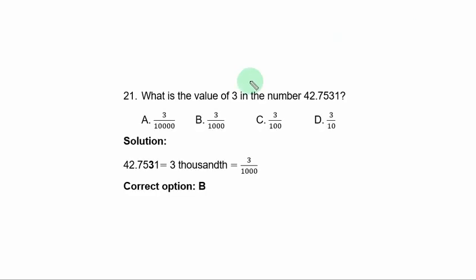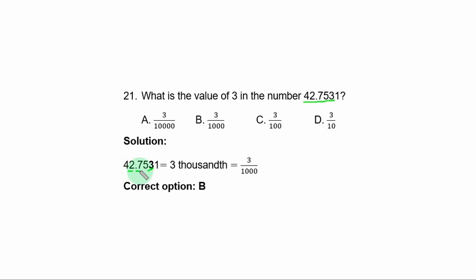Question 21. What is the value of 3 in the number 42.7531? Solution. The required digit is in the decimal part. The whole number part from right to left. From right, the first number is 2, that is unit. The other one is 10. If you are moving to the right, after 2 units, the next one becomes tenth.